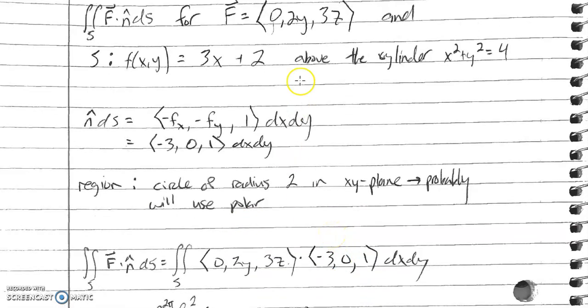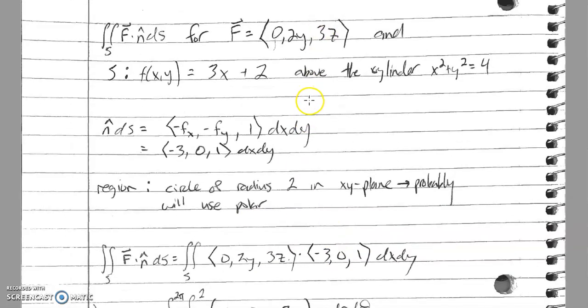So next I am going to actually dot these two, right? So I'm going to do the double integral over S of f, which is this f, dotted with n hat dS. I'm not going to try and figure out what n hat is. I'm just going to use this n hat dS from here, right? So I'm going to dot this with this, which gives me 0, 2y, 3z, dotted with negative 3, 0, 1, dx dy.